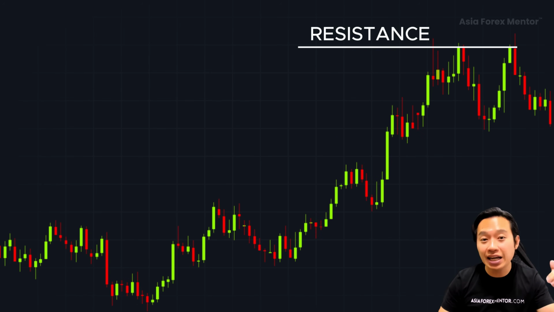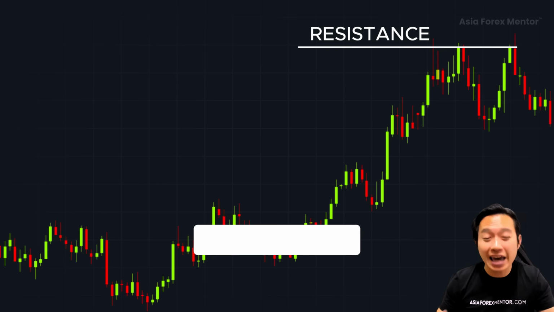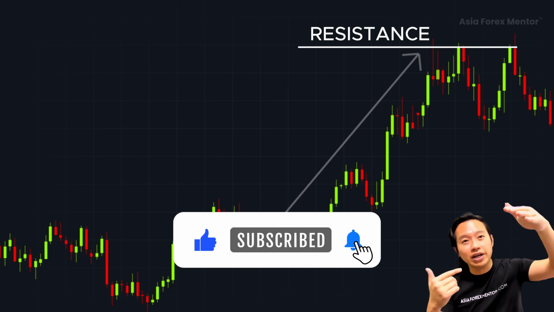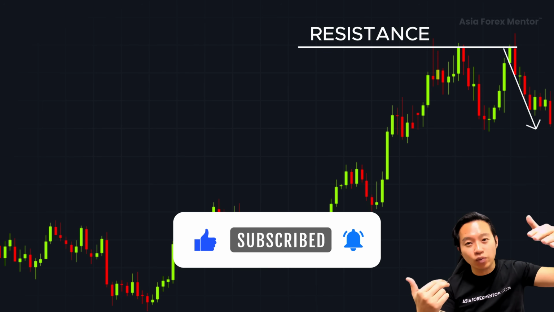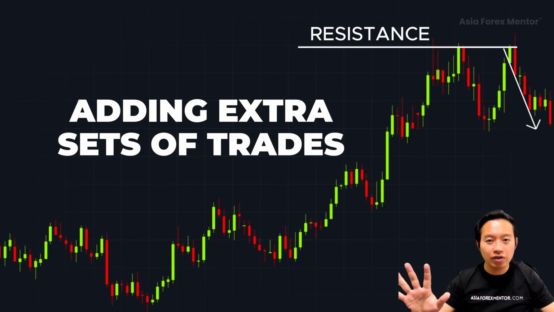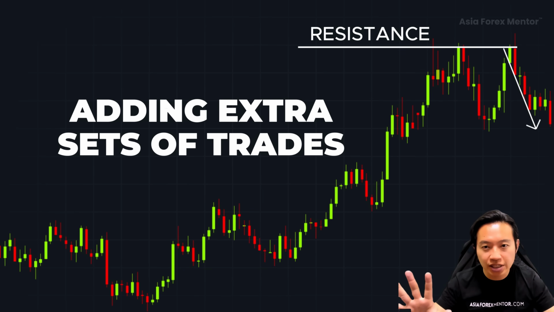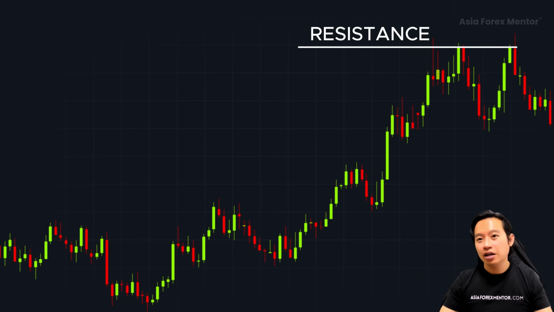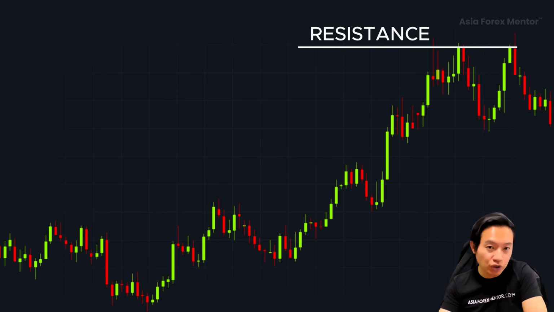Because right now you are trading against the trend. However, if you think about it, trading with the trend is one way, and trading against the trend is another way. This is like adding extra firepower, extra sets of trades, to your trading system. Get it? Obviously, you've got to master one first before going to the other.